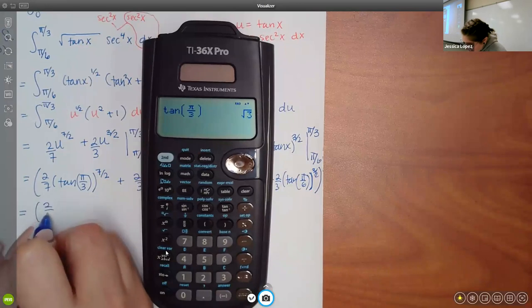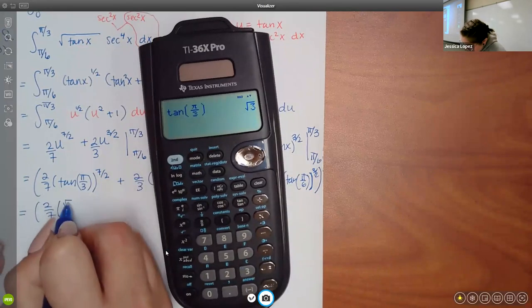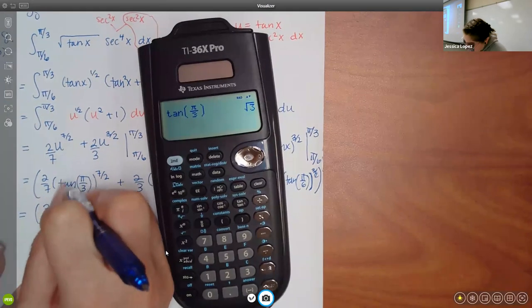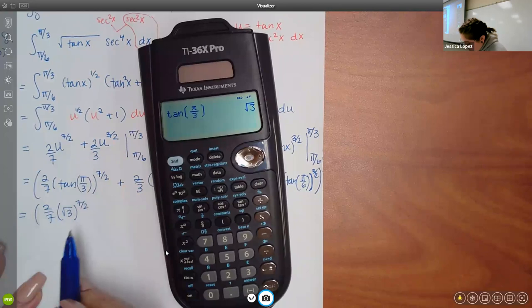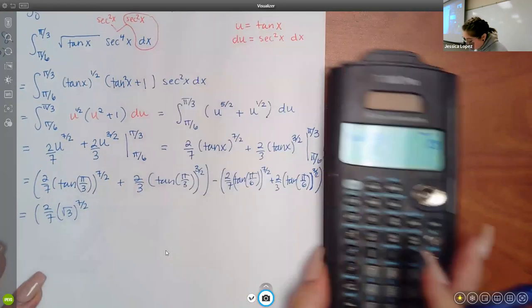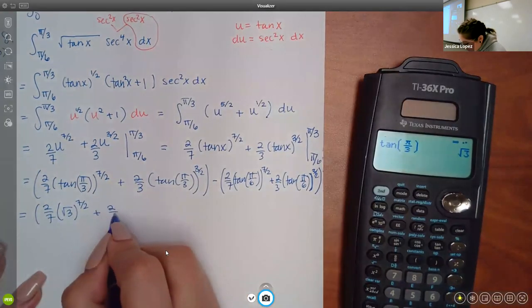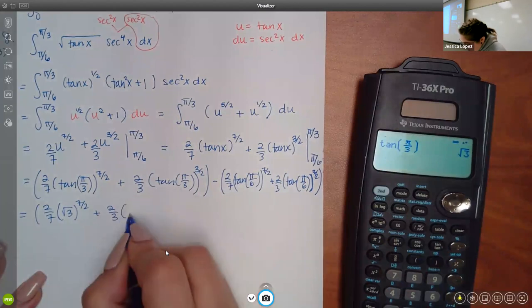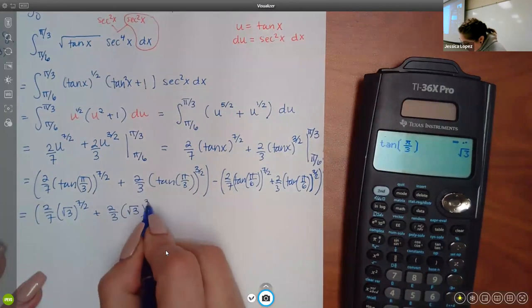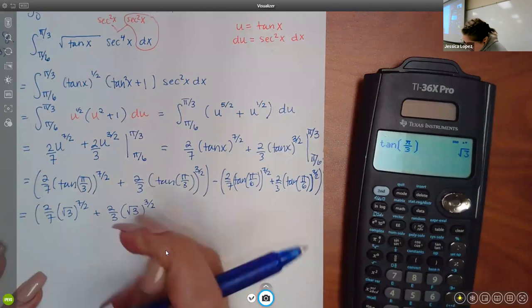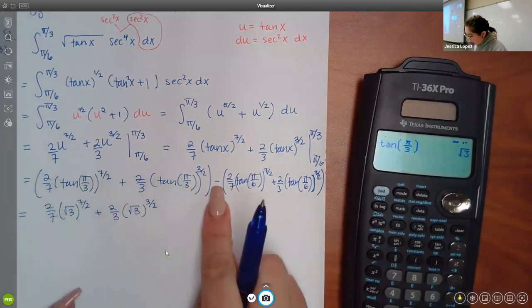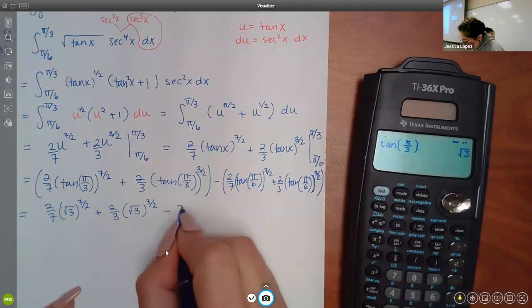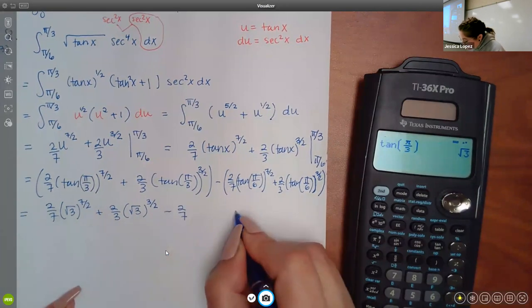So I have 2 over 7, and then I have the square root of 3 to the 7 halves. That's gonna save me quite a few keys when I try to enter this in the calculator. That's the same thing, so it's square root of 3 again, but to the 3 halves. And if I want to get rid of these big parentheses, I'm just going to distribute this minus. So minus 2 sevenths times something, and then minus 2 thirds.